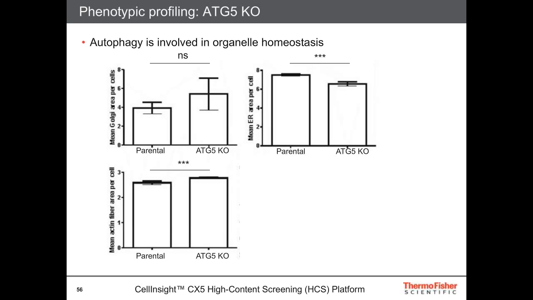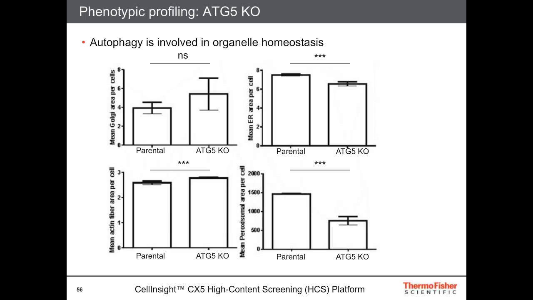We also see some perturbation of actin cytoskeleton function. We see slightly higher numbers of fibers within ATG5 knockout versus parental. And finally, we're able to look at peroxisomal biology. So peroxisomes are specifically cleared via a process known as pexophagy. And in these knockout cells, we see a significant reduction in the area occupied by anti-PMP70 labeling. It's a peroxisomal membrane protein.